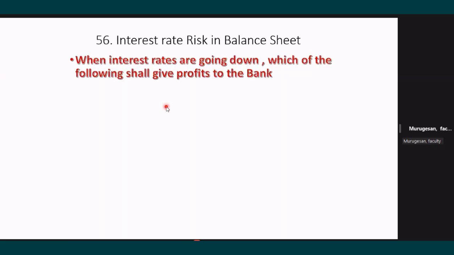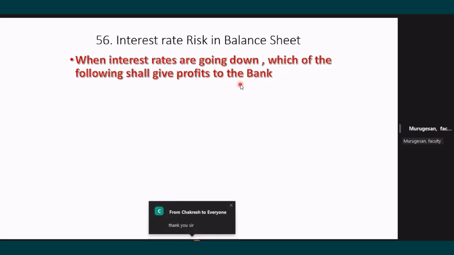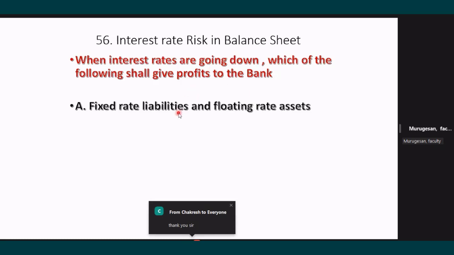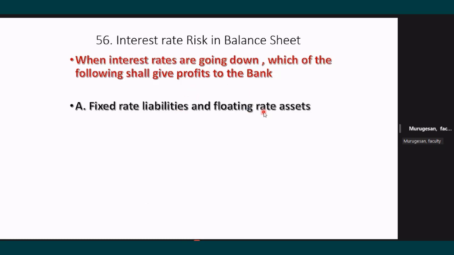Now when the interest rate is going down, they will twist you. Don't worry. When the interest rates are going down, which of the following shall give profits to the bank? You look at the question. Interest rate going down. Options: fixed rate liabilities, floating rate assets; fixed rate liabilities, fixed rate assets.